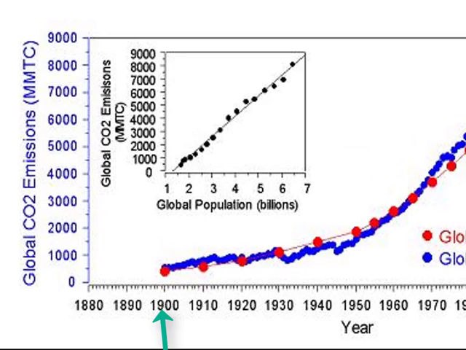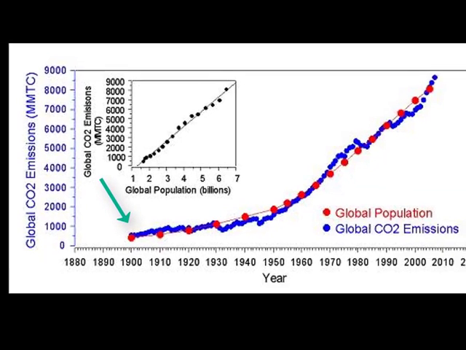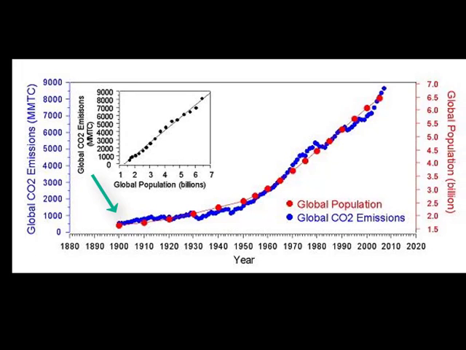In the year 1900, the scale was made such that you have the global carbon dioxide emissions and the global population converge, and then you see what happens to those two. So that's how they made those scales.